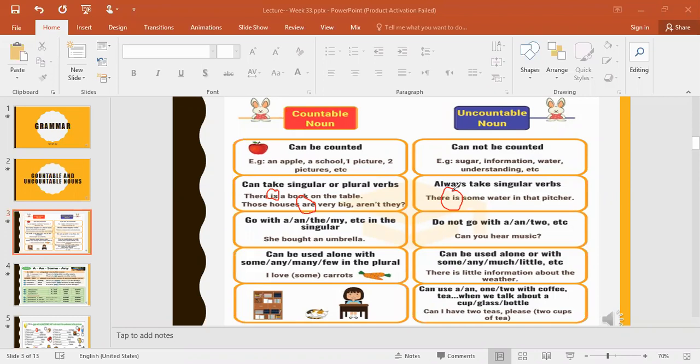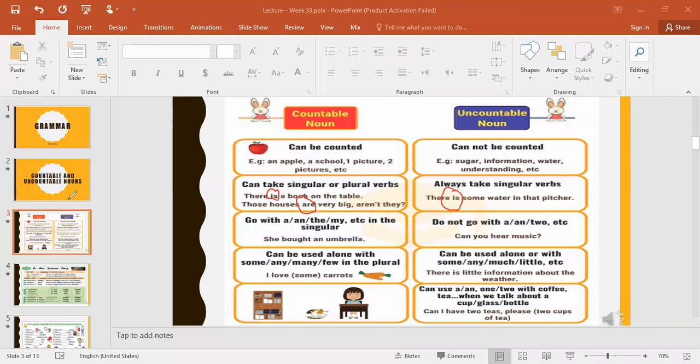Now, the countable nouns can be used alone with some, any, many, few in the plural. What does that mean? I can say I love carrots, or I love some carrots. I have many stories. I don't have any book. I can use these also with countable.